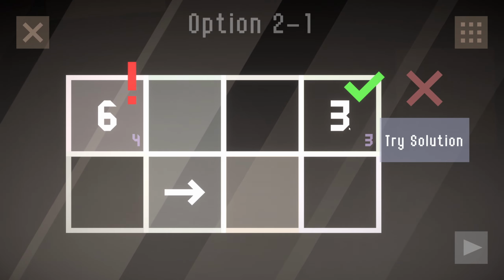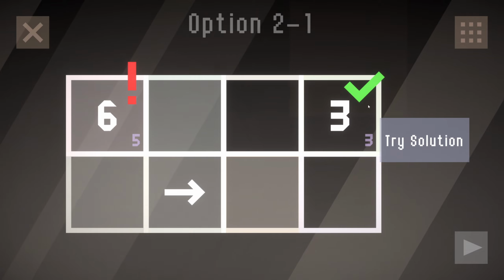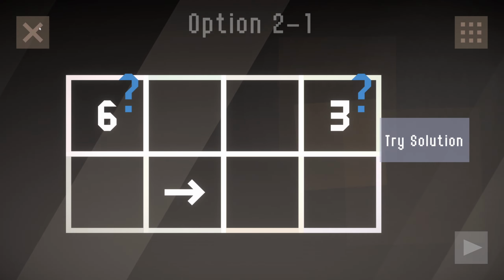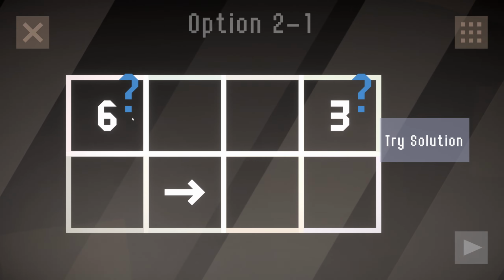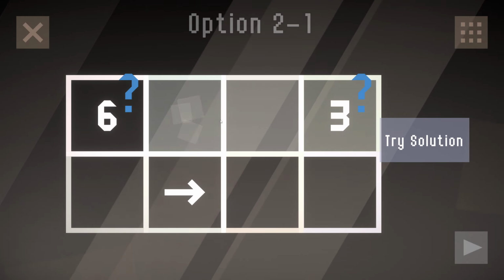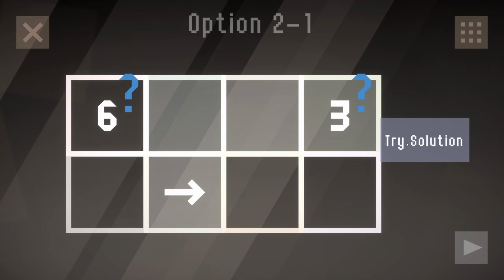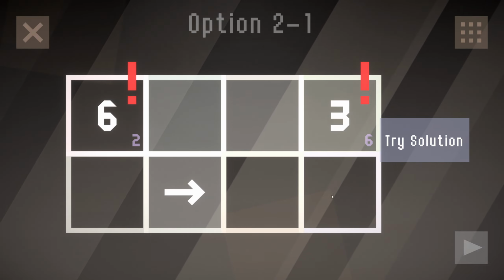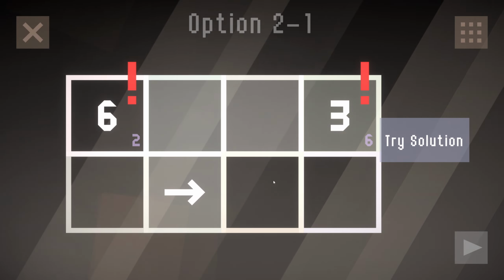You're in an area of 2. You're in an area of 5. What do you mean? Six and 3. This is 5. This is 3. That's just how counting works. This is 3, this is 6. You're 2, you're 3. This is 1, 2, 3, 4, 5, 6.